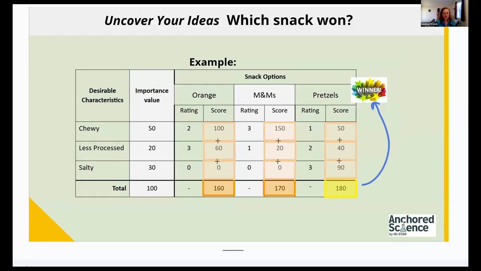You can see that one of those gray columns is the importance value, 50, 20, 30, nice round numbers, because there is a little math involved with multiplication and addition. But this gives you a somewhat non-biased way to pick the snack that maybe allows everyone to have at least their opinion heard on what they wanted, and how the rating for chewy was, was it a 2 or a 3 on the different characteristics.